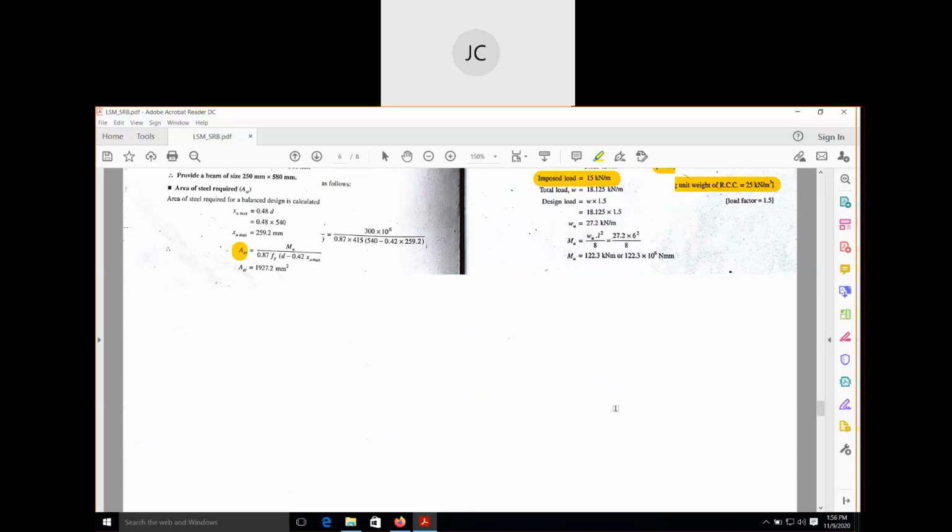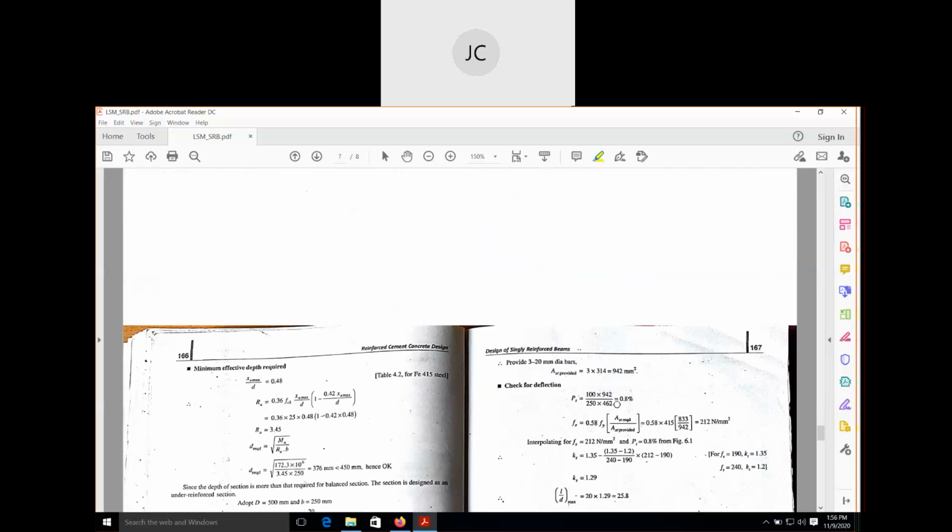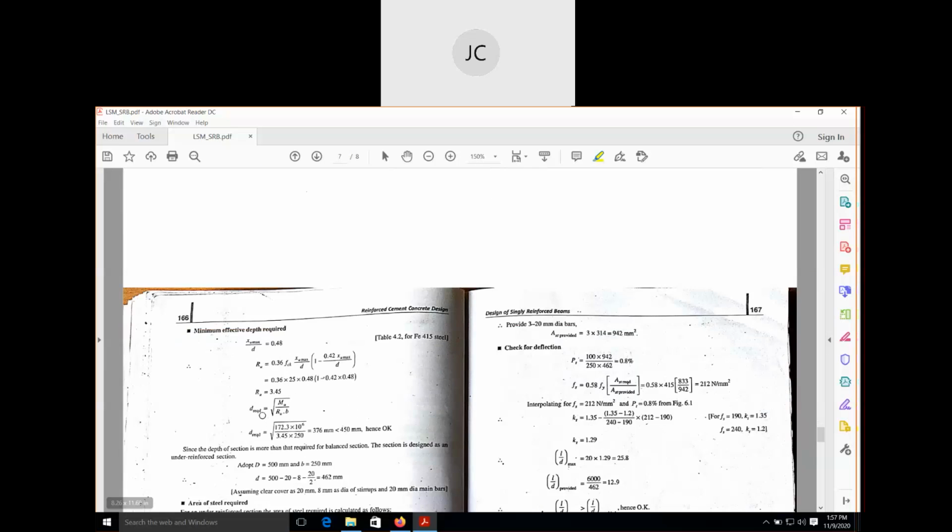Okay, so after getting the design moment, we have to find out the minimum effective depth required. For doing that, you have to first find out the value of Ru. In this case, your Ru is 3.45. Then we have to calculate the D required by this formula, square root of Mu divided by Ru into B. So you put all the values. After doing the calculation, we have got the minimum effective depth required is this much.